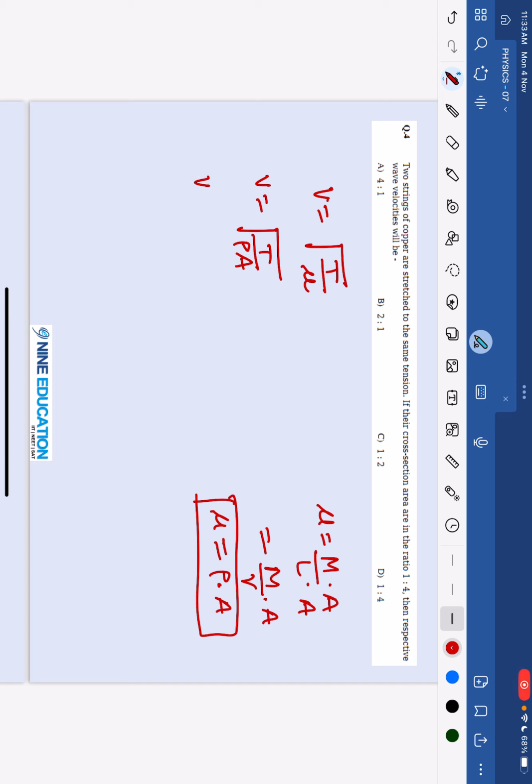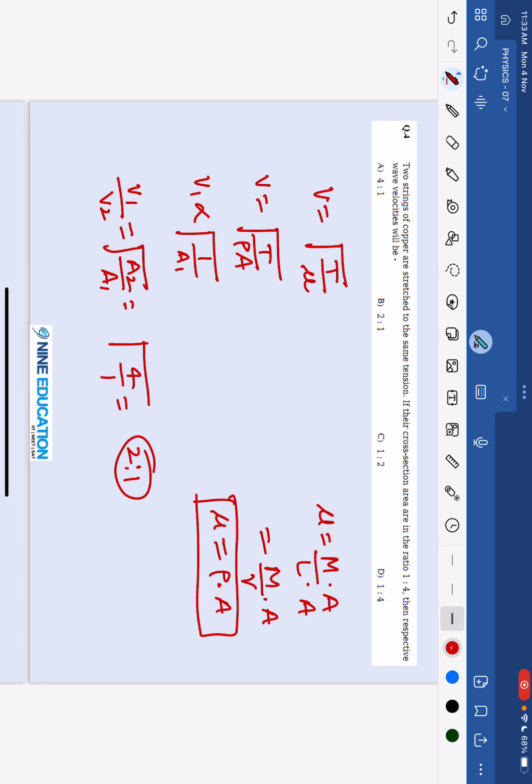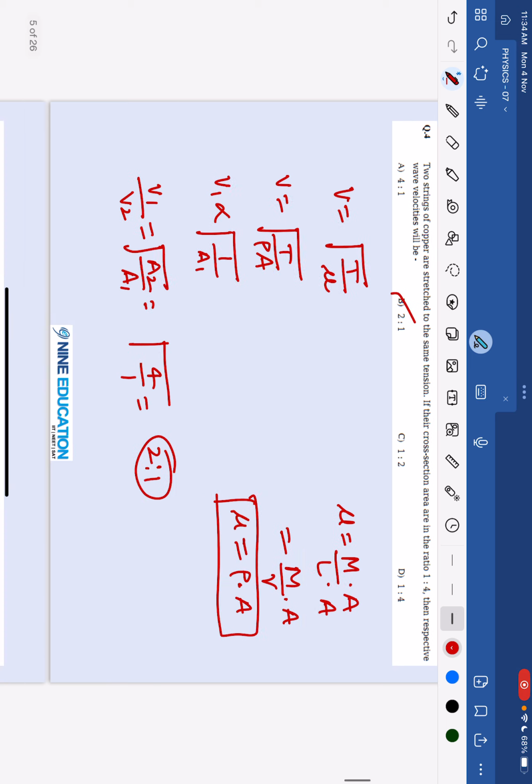Can I write V1 as 1 by, tension is not changing, same tension, rho is not changing, so can I write A1? So V1 by V2 would be root of A2 by A1. Now it is going to become root of A2 by A1, area is 4:1. So it would be 2:1, correct? So 2:1 would be my answer.